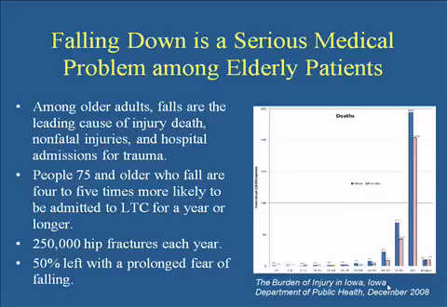It's interesting that people 75 years and older who fall are 4 to 5 times more likely to be admitted to long-term care for a year or longer. So not only are the injuries significant, but they also potentially impact the social circumstances and living circumstances of the people who suffer from falls. There are 250,000 hip fractures each year in the United States, usually related to a fall, and 50% of the people who fall are left with a prolonged fear of falling. And in my own practice and in my own personal life, I have witnessed people who became disabled by their fear of falling.